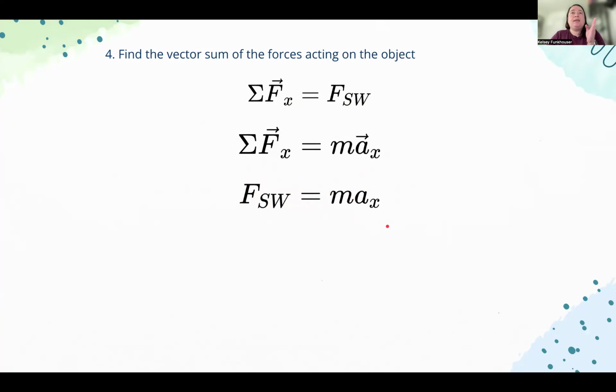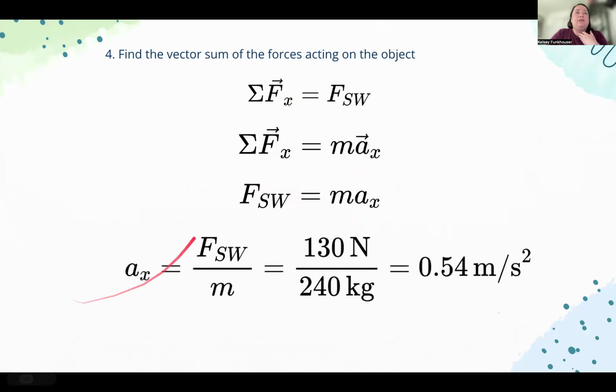So now we can solve for acceleration by dividing mass on both sides. So we end up with acceleration is the force on the sled from the worker divided by the mass of the sled. We were given this force, it's 130 newtons. We were also given the mass, which is 240 kilograms. Means we can plug those in and calculate our acceleration is 0.54 meters per second squared.